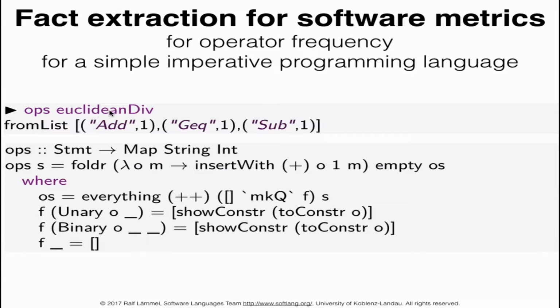Okay, let's assume we have a program for Euclidean division here, and this analyzer is supposed to tell us that within the program addition is used once, greater equal also once, and subtraction once as well. So the analysis in this case is programmed essentially by a generic traversal over the object program representation, such that when we reach expressions, especially unary and binary expressions, then we intercept these expression forms and we turn the operator of these expressions into an appropriate string. So here we use scrap your boilerplate style generic programming.